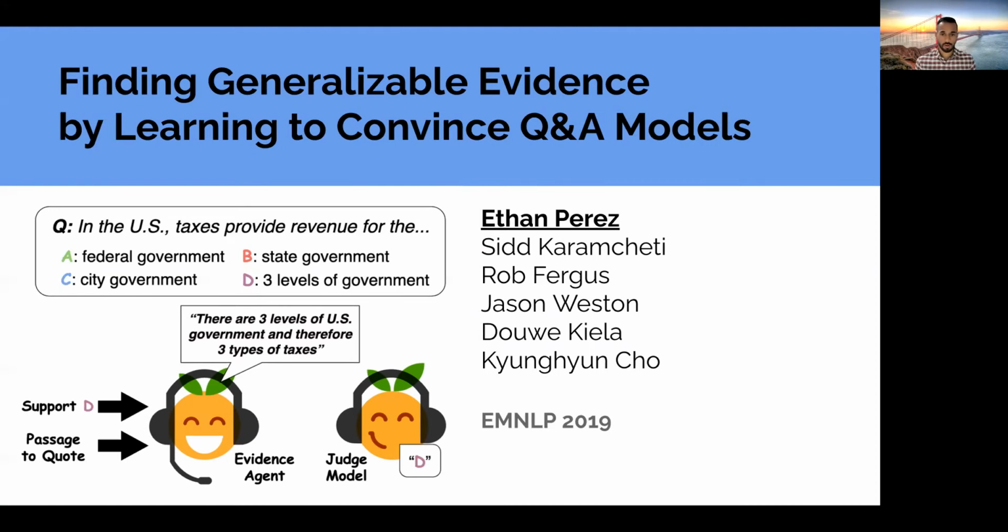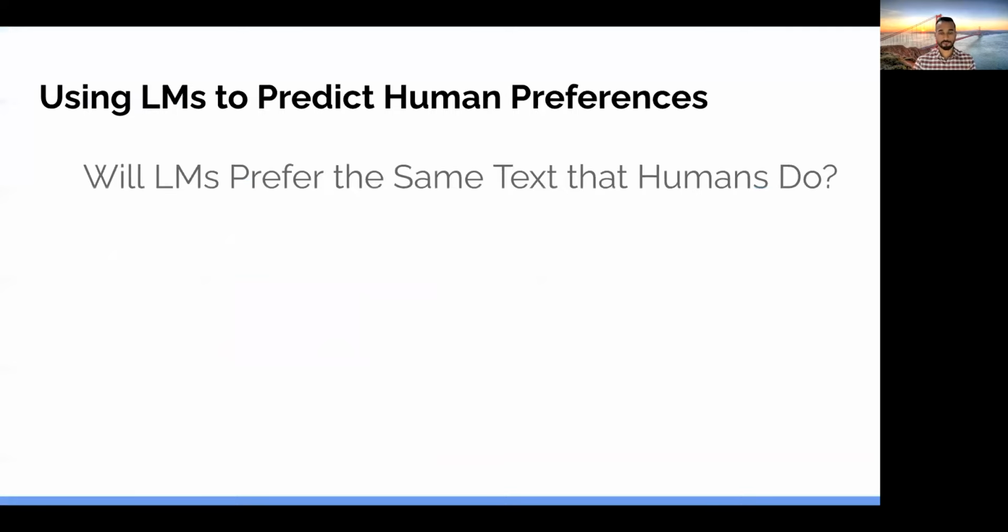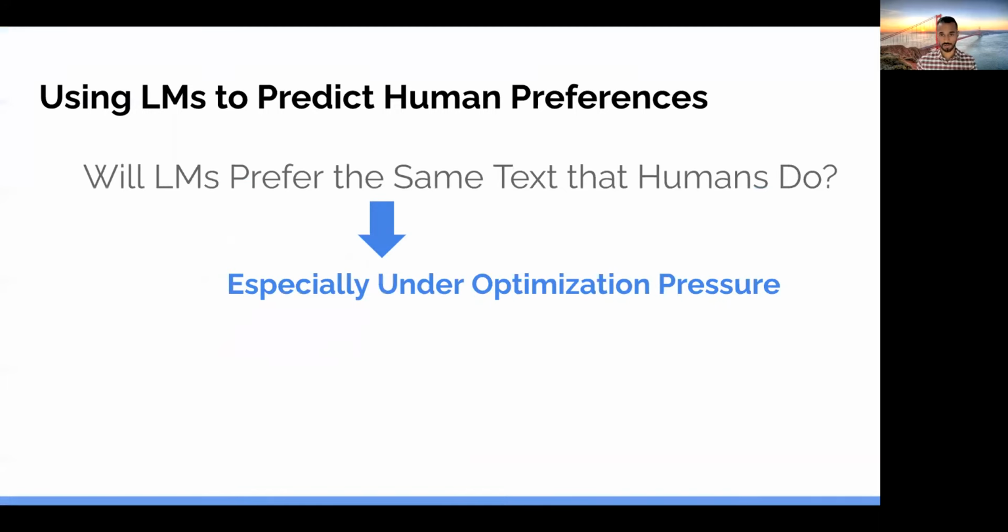To go into the details a bit more, as I mentioned, if we use language models to predict human preferences, are we going to have language models prefer the same text that people do? We're particularly interested in answering this question when we're applying optimization pressure to the inputs that are going into this predictive model of human preferences.